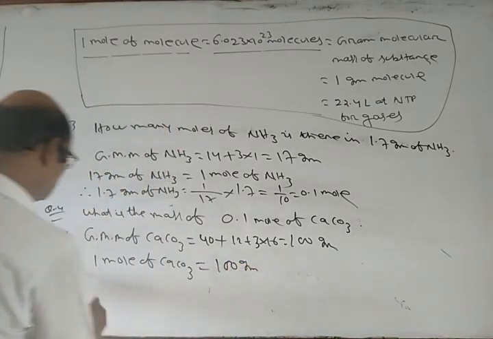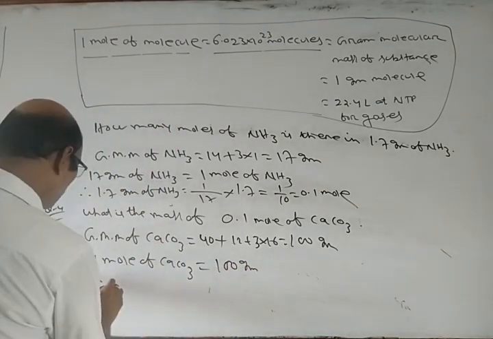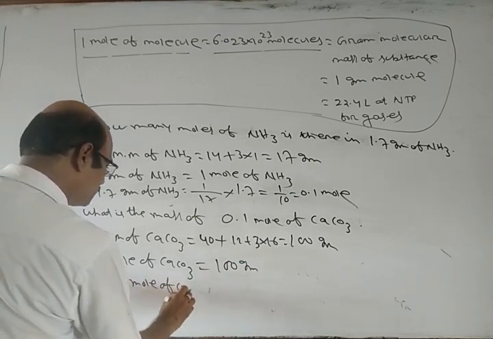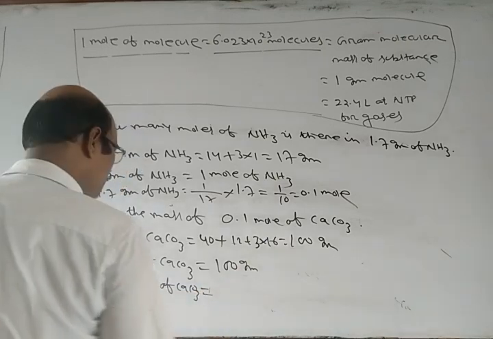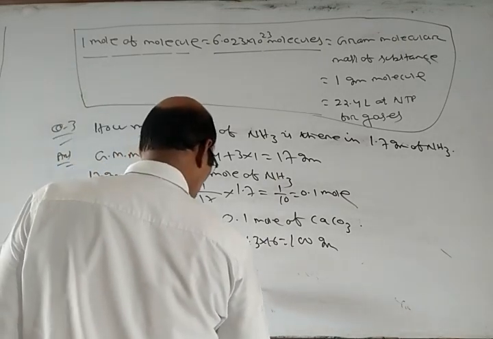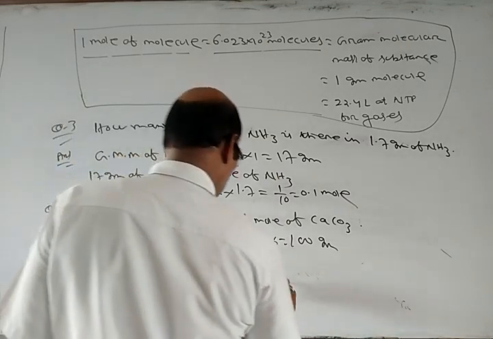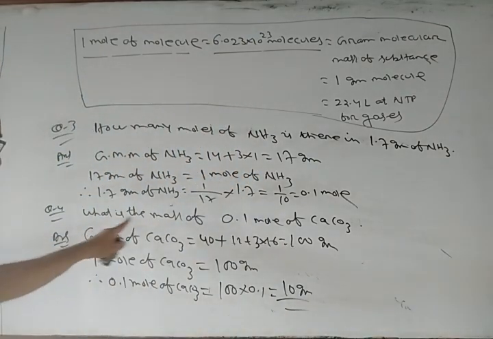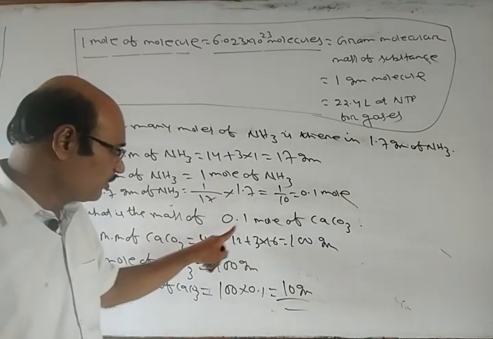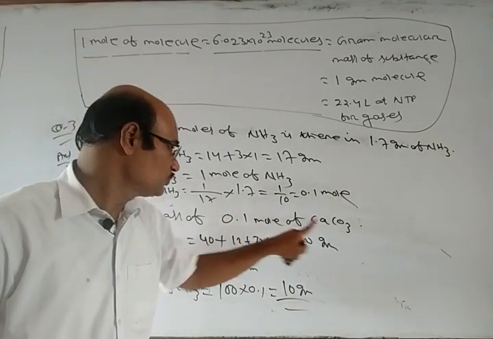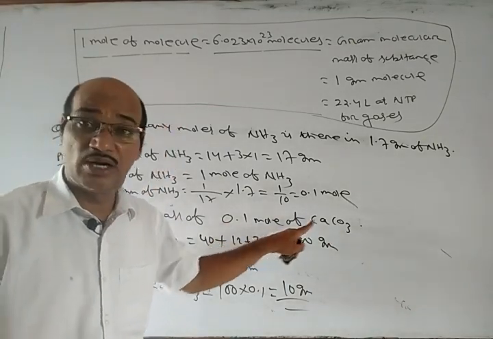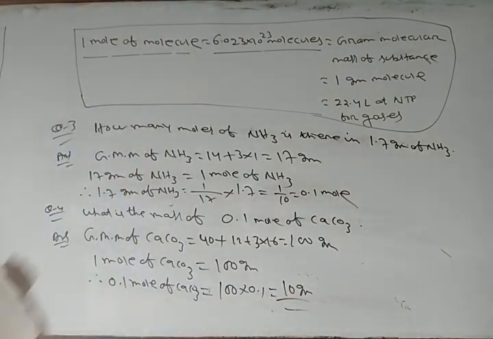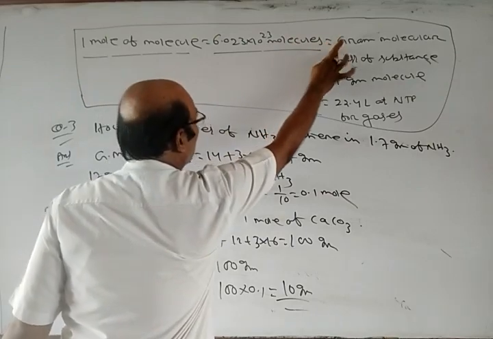100 gram. Therefore 0.1 mole of calcium carbonate equals what? 100 into 0.1 equals 10 gram. So the mass of 0.1 mole of calcium carbonate is 10 gram. Okay, so that is mole to mass and mass to mole.